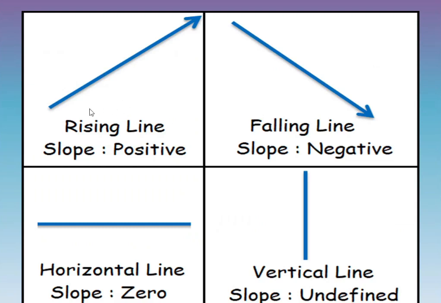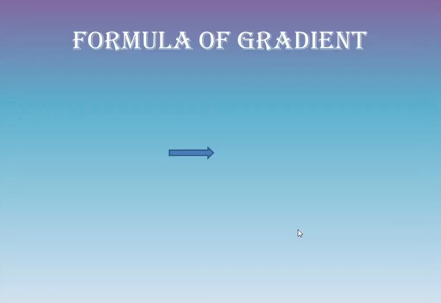Now we have, for the rising line, the gradient is positive. For the falling line, the gradient is negative. For the horizontal line, the gradient is always 0. And for a vertical line, the gradient will be undefined.